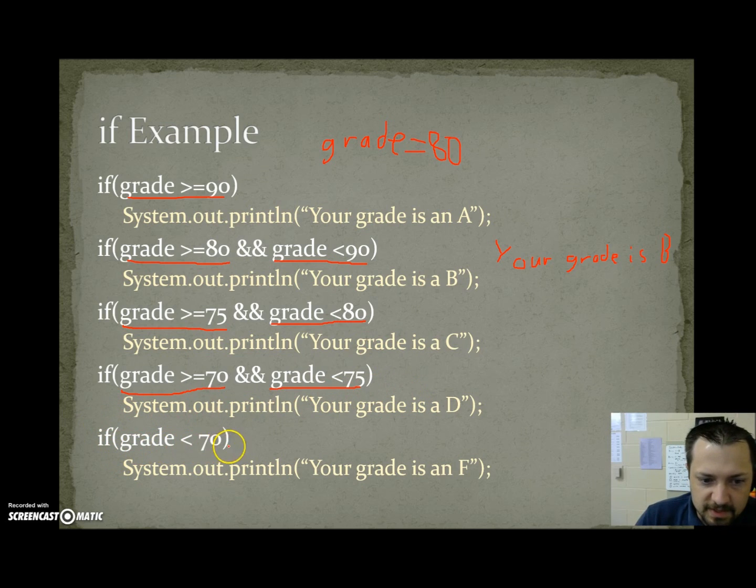If grade is less than 70, is 80 less than 70? No. So we do not get the line of code that says your grade is F.